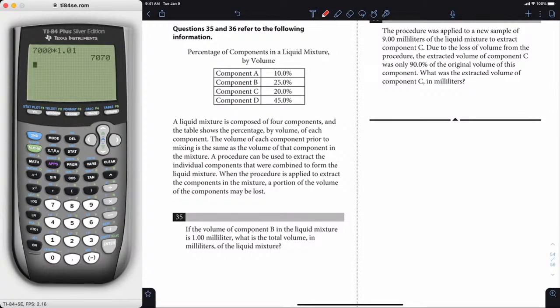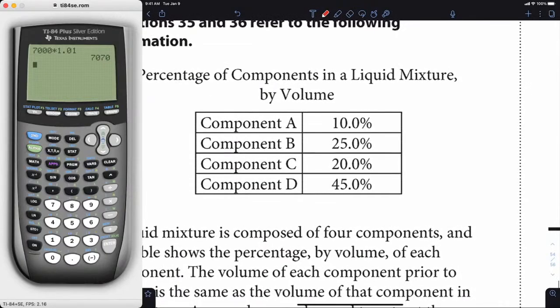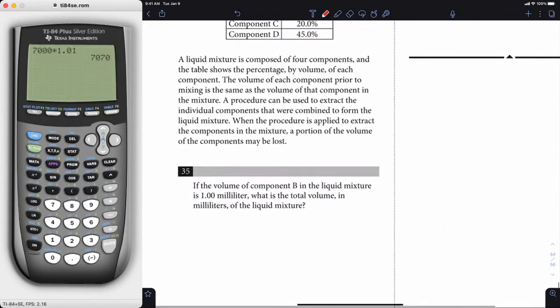So 45 plus 25, I'm just making sure these all add up. 30, it's going to be 70. Okay, kind of see what they're doing, I guess.